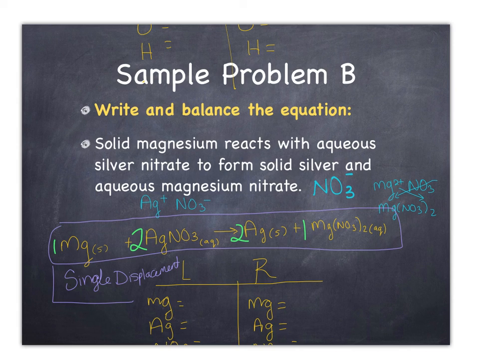The other thing, again, you can indicate what type of equation this is, and this is, again, a single displacement, or you can call it a single replacement. That means the same thing. Your magnesium is replacing the silver, so it's a single replacement.